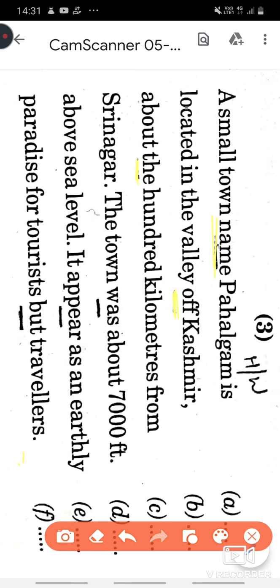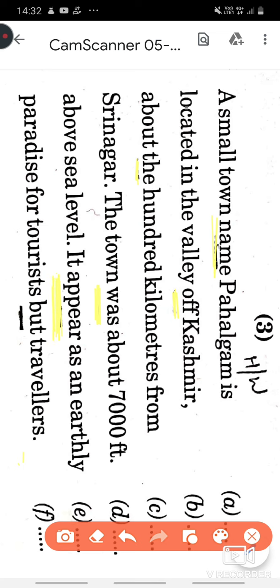From Srinagar. The town was about 7,000 feet. Now this town Pahalgam is still there. So the error is of verb, that is was, is wrongly used here. The town was about 7,000 feet above sea level. It appeared as an earthly. It is still there, and if you see and read this sentence E again, it appear. Here the error is of the verb appear.